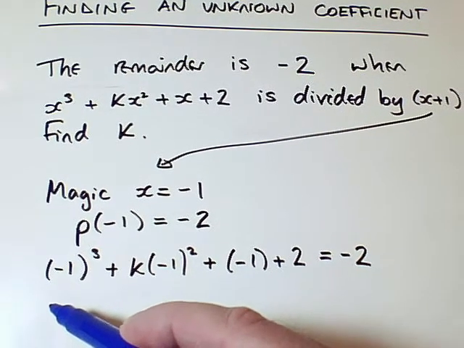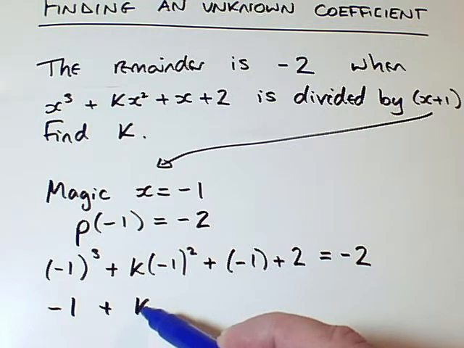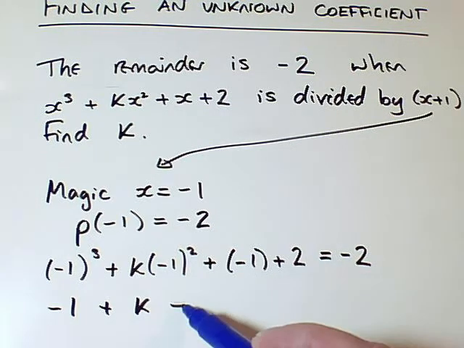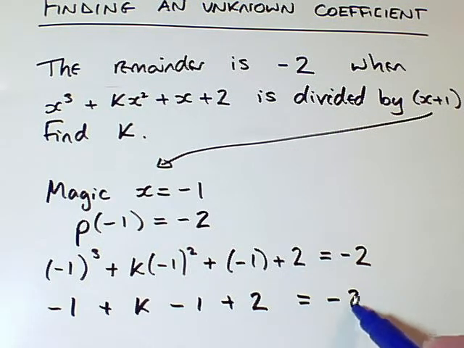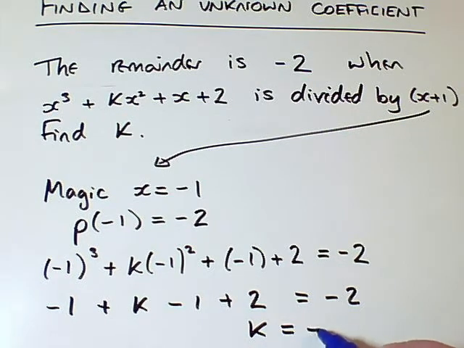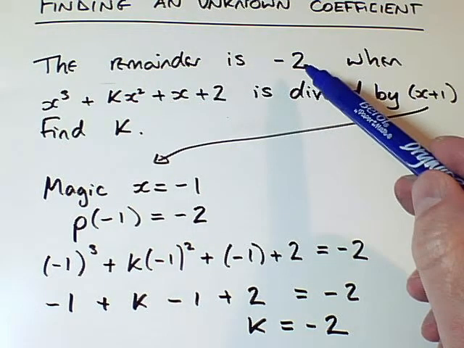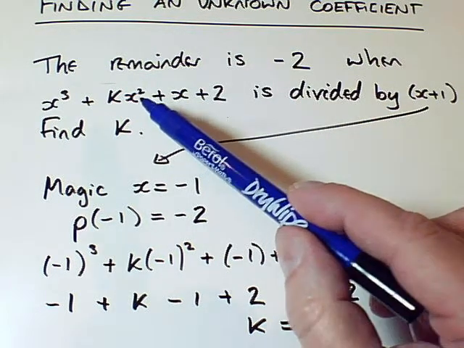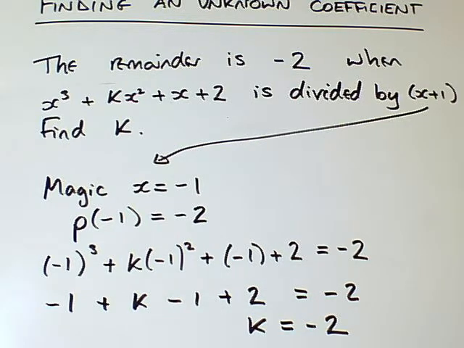So minus 1 cubed is minus 1, minus 1 squared is just 1, so I've just actually got 1k here, and then I've got minus 1 plus 2, equals minus 2, and in fact minus 2 and plus 2 all cancels out. This just straight away tells me that the value of k is minus 2. So if you happen to know the remainder, there's an unknown coefficient, but you know the factor, you start with the magic x, substitute in, and the unknown coefficient will just drop straight out.